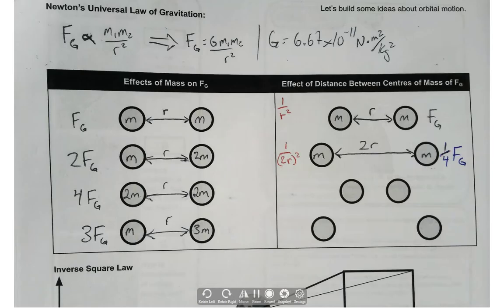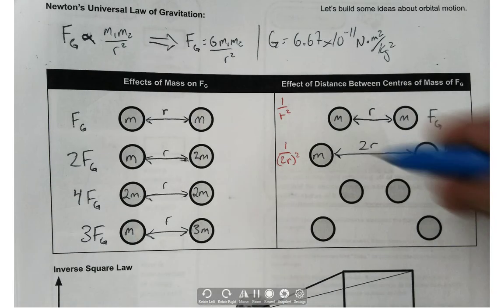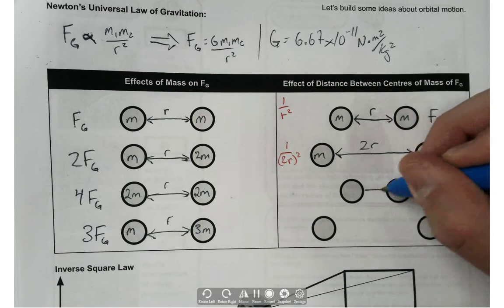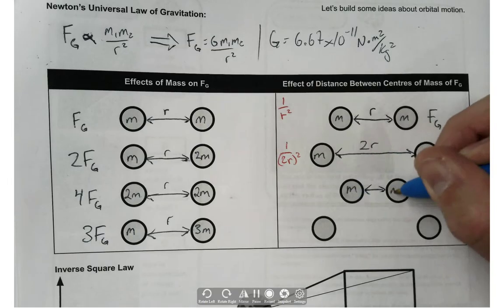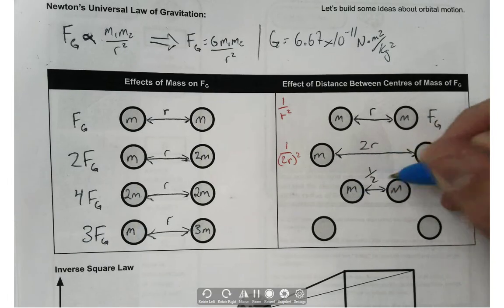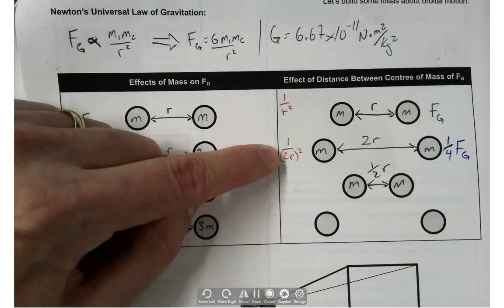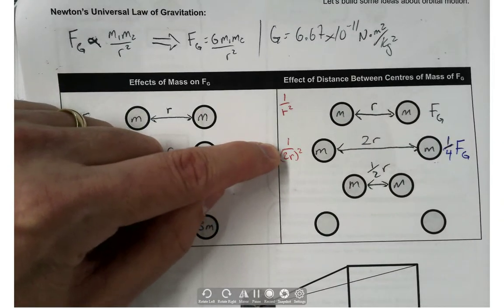All right, quarter Fg. Let's say we take the r value down not to even r anymore, but we take it down to a half r. Keep the m's the same. Remember, that's the control variable, half r. Think about what we said here with the pattern. What happens to the relative force between those as compared to the original force?